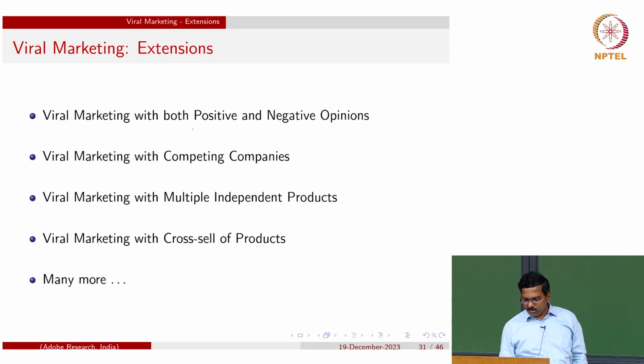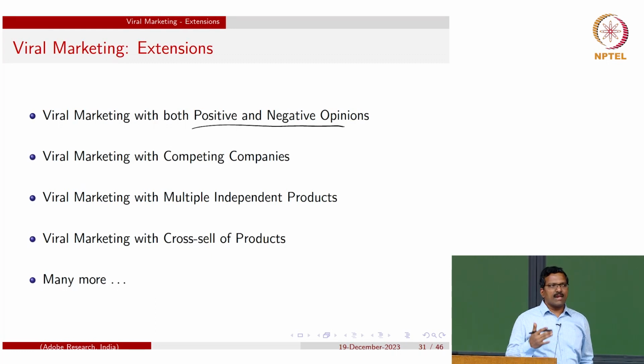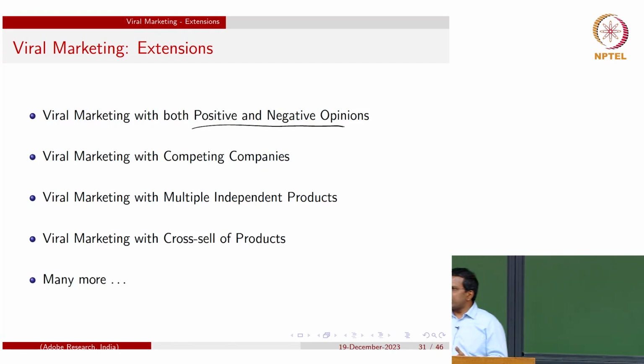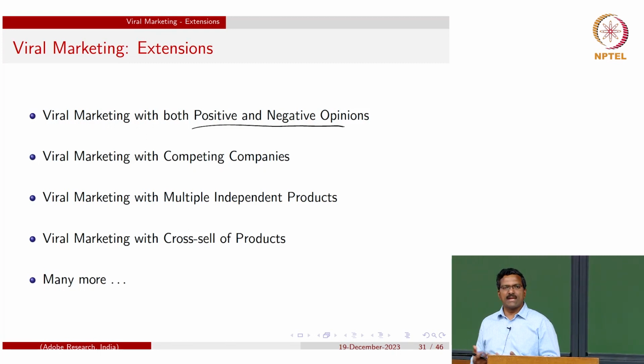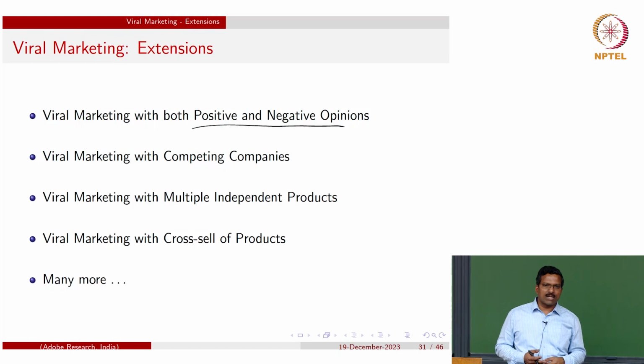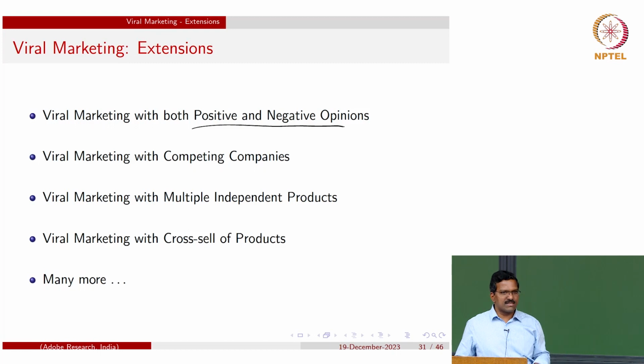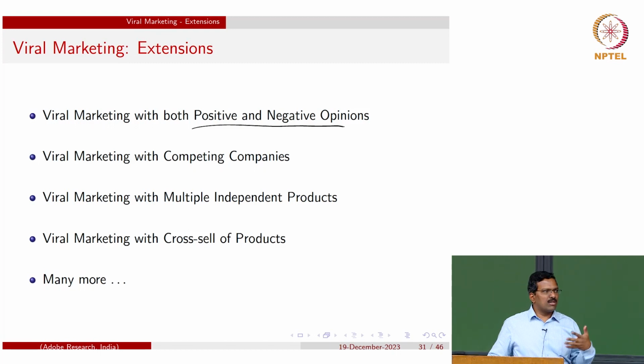Viral marketing with both positive and negative opinions. In the scenario that I covered, we are trying to model only the positive aspects. But in real life, when individuals try out a product, they may get not only positive opinions about that product, some negative opinions also they can develop, right? A negative opinion is detrimental to product adoption. I say that, oh, please don't buy this thing, I am suffering after buying. It just spoils the situation. So you should take into account not only positive opinions spreading through the network, but also negative opinions spreading through the network, which is a more realistic scenario.